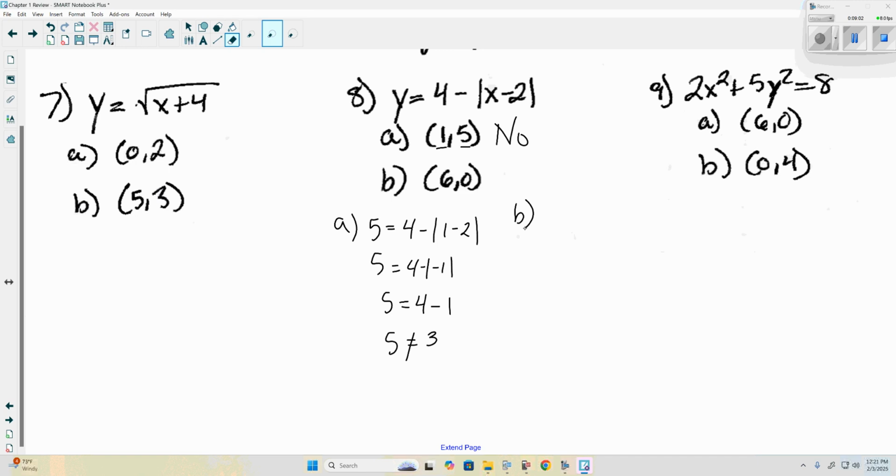Now, if we look at B, 6, 0. So again, what that's saying is if we plug in 6 for x, 0 for y, we should get a true statement. Absolute value, so 6 minus 2 is 4. Absolute value of 4 is 4. And 4 minus 4 is 0. So yes, it makes a true statement. When x is 6, the y value is indeed 0.